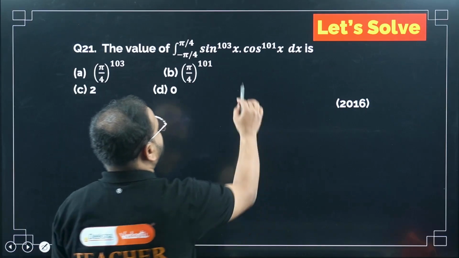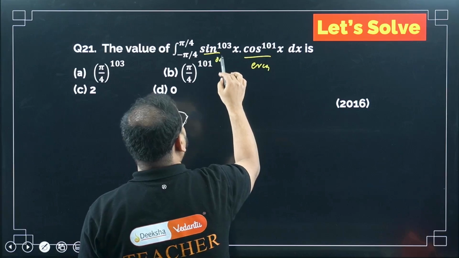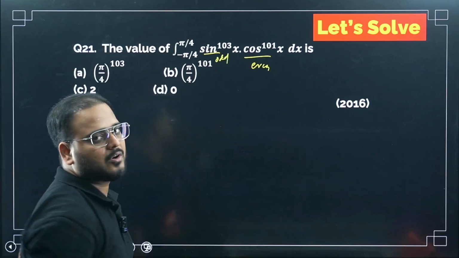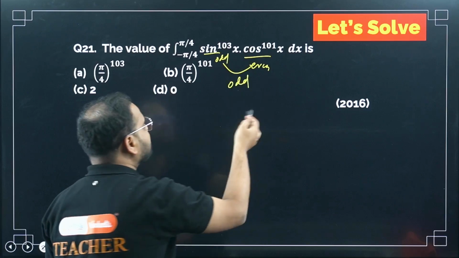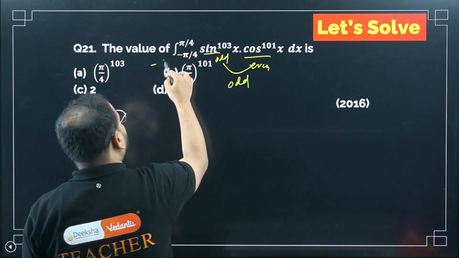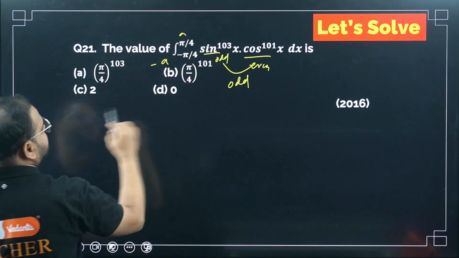Check here. This is even. This is even. And what is this? Odd. Right? Odd into even is what? Again odd only. Odd function taken from minus a to a. It means what? 0, sir.